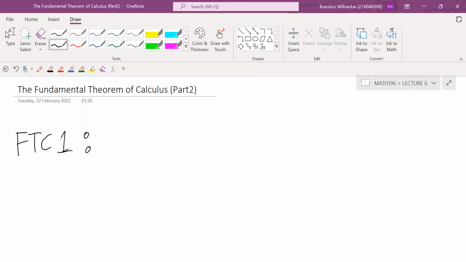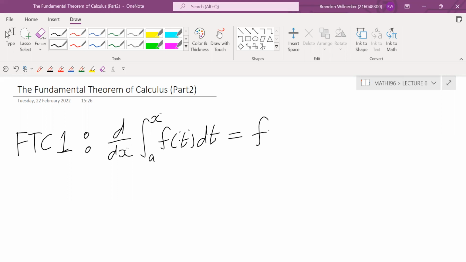So FTC1 involved taking the derivative of certain functions, but these functions were defined in terms of integrals. So we could write them as the integral from some a to x of f of t dt. And we saw that when we take the derivative of such functions, we get back the integrand, this function f, but now evaluated at the upper bound. So we get back f of x.